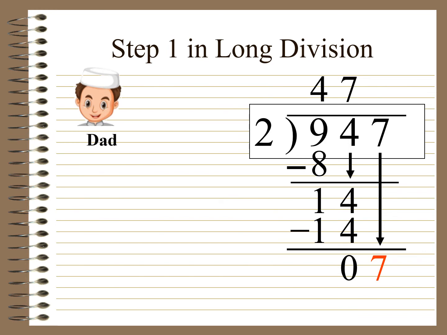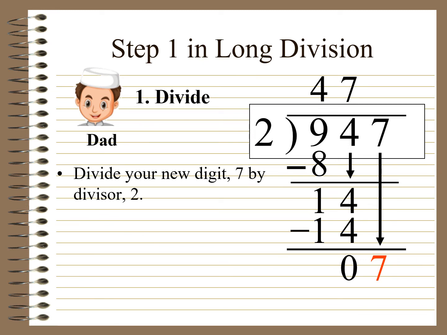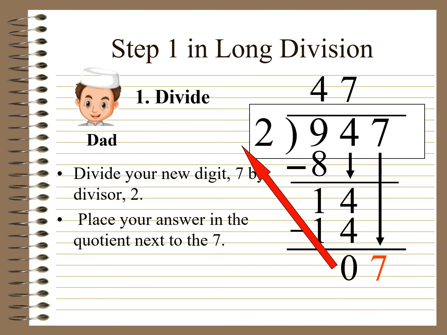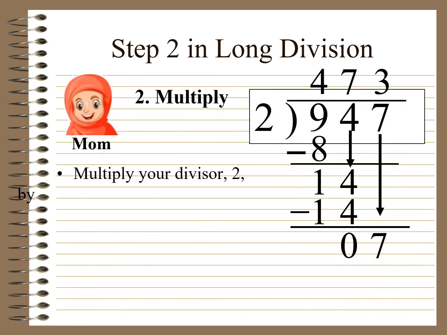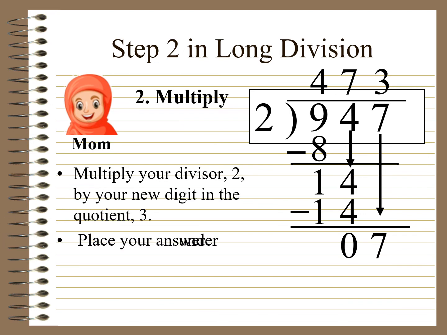Dad, divide. Divide your new digit, 7 by divisor, 2. Place your answer in the quotient next to the 7. Multiply your divisor, 2, by your new digit in the quotient, 3. Place your answer under the digit you brought down, 7.